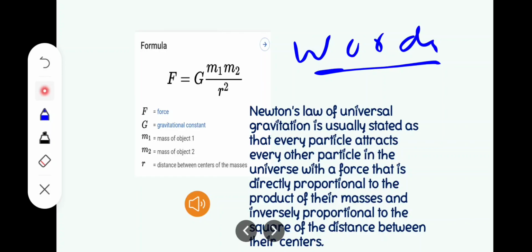F equals G times M1 times M2 divided by R squared. Here, F is the force, G is the gravitational constant, M1 and M2 are masses, and R is the distance between them. If the masses are constant, then the verbal description defines F as a function of R. There is exactly one value of F for each value of R. That is a function that we can describe in words.